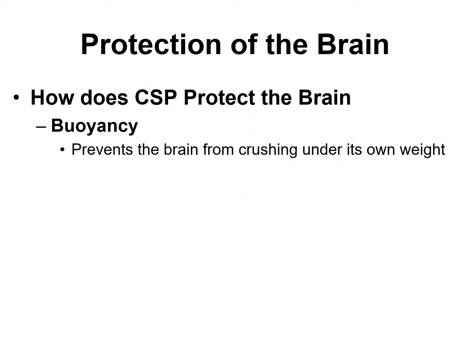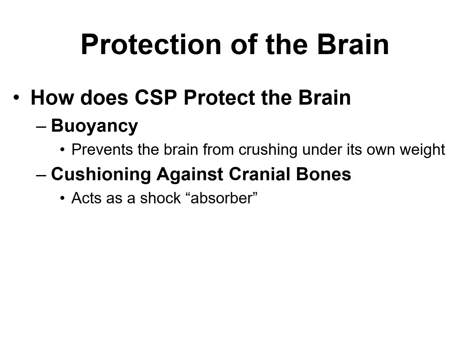So how does the cerebral spinal fluid protect the brain? Well, we already talked about how its buoyancy prevents the brain from being crushed under its own weight. We also talked about how the cerebral spinal fluid acts as a shock absorber as it separates the brain from the cranial bones that surround it.